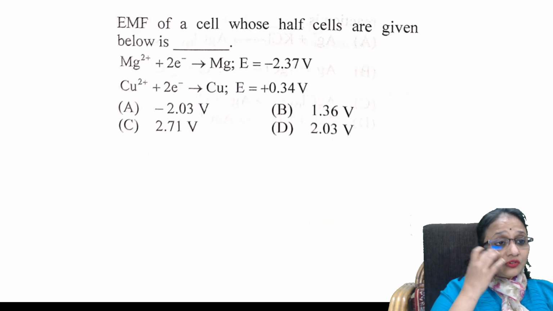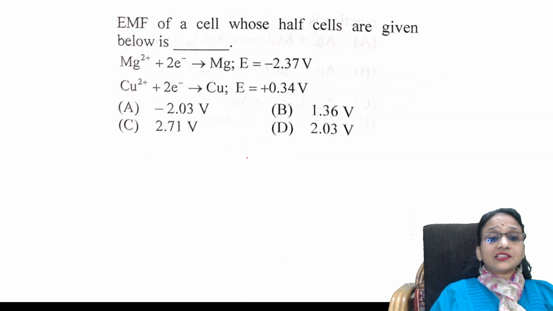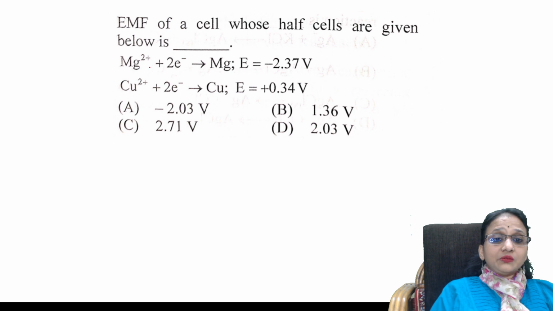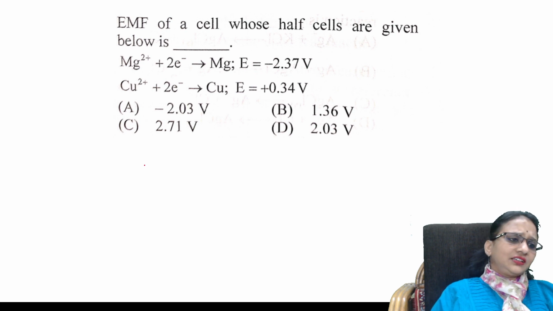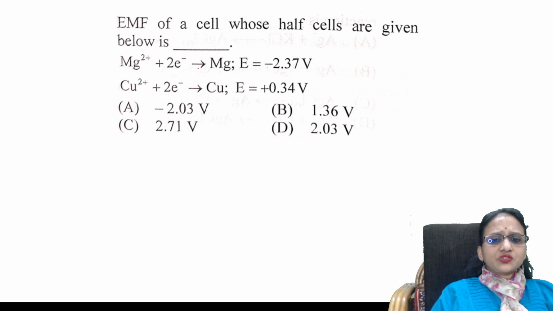Next question. EMF of a cell whose half cells are given here. They have given the half cell reactions with the electrode potentials. They're asking me to find the E cell. Same story. Which is this one, students? Magnesium to magnesium plus 2 plus 2 electrons. So basically when I have to take this, observe.